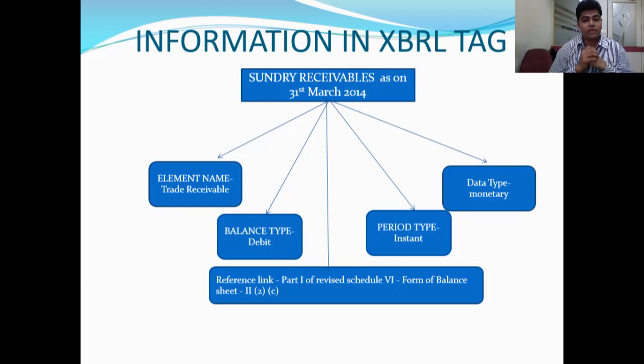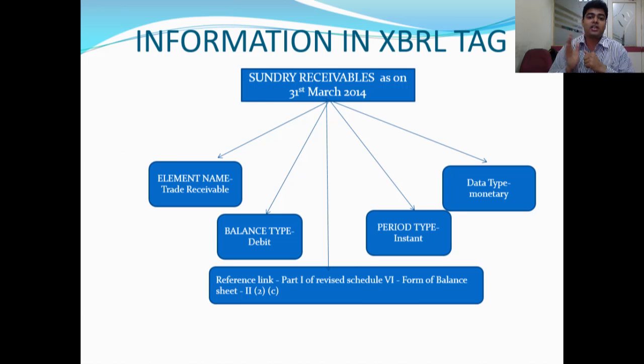Sundry receivable is only the line item, and the standard name given in the taxonomy is the element name, that is trade receivables. The balance type given in the XBRL tag is debit, because this is an asset, and all incomes and liabilities have a credit balance. Period type: what do we mean by period type? For sundry receivables it is instant, because the period is given as on date. If it is durational, like for profit and loss items, it will be the duration tag.